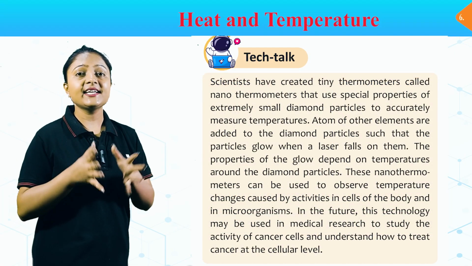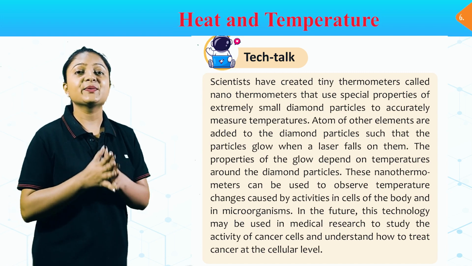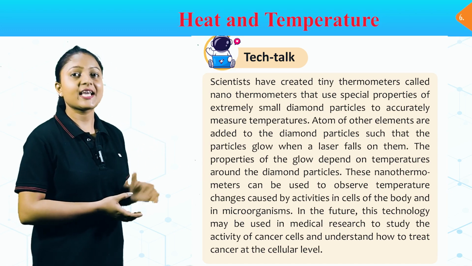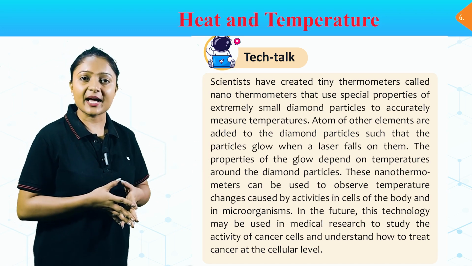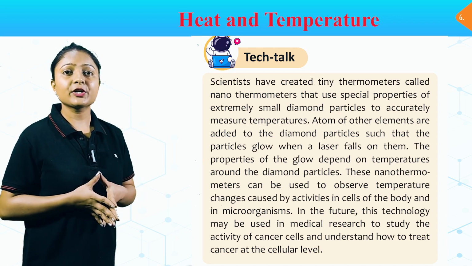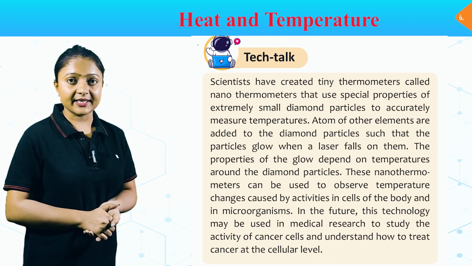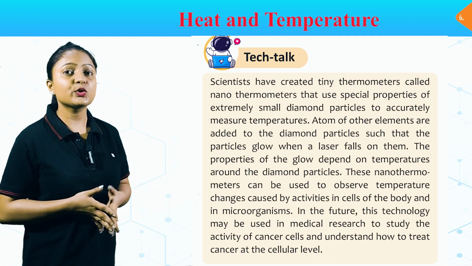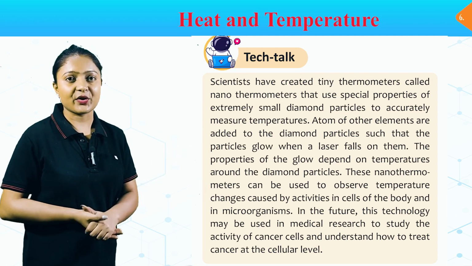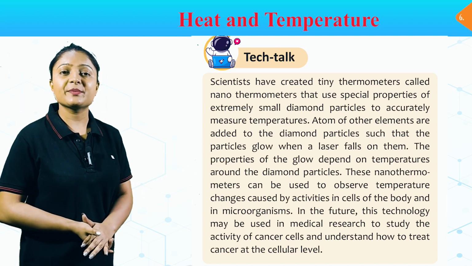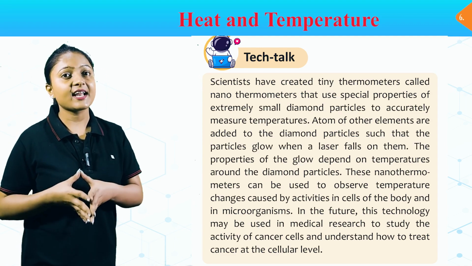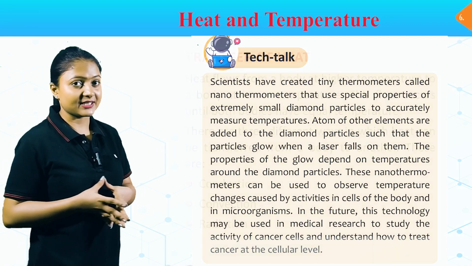Tech talk. Scientists have created tiny thermometers called nanothermometers that use special properties of extremely small diamond particles to accurately measure temperatures. Atoms of other elements are added to the diamond particles such that the particles glow when a laser falls on them. The properties of the glow depend on temperatures around the diamond particles. These nanothermometers can be used to observe temperature changes caused by the activities in cells of the body and in microorganisms. In the future, this technology may be used in medical research to study the activity of cancer cells and understand how to treat cancer at the cellular level.